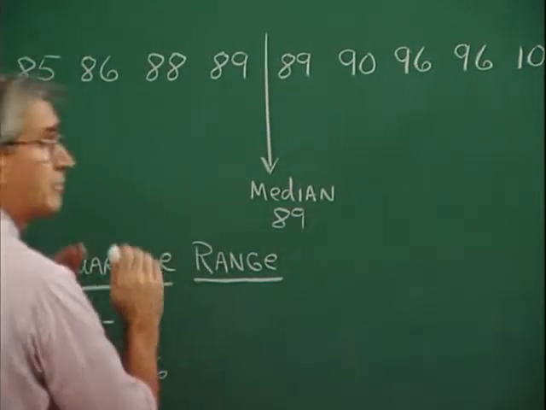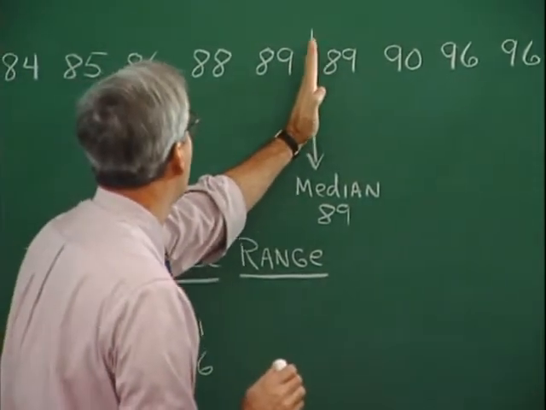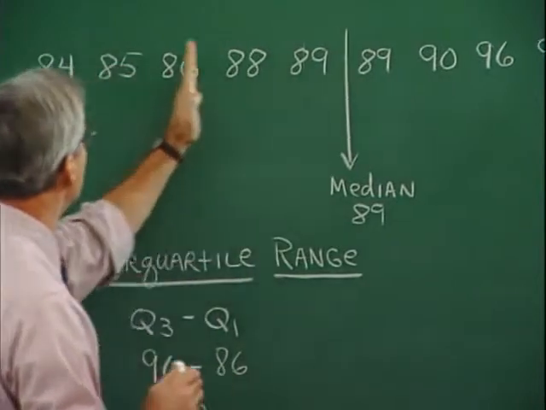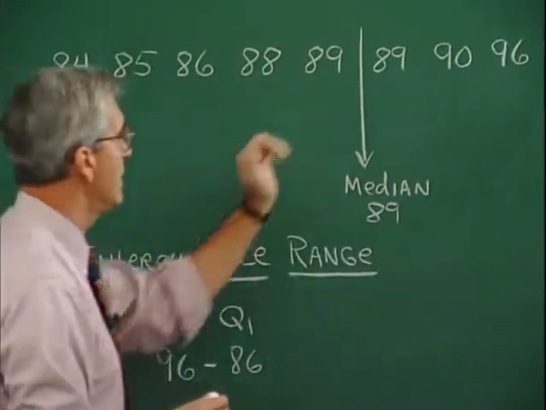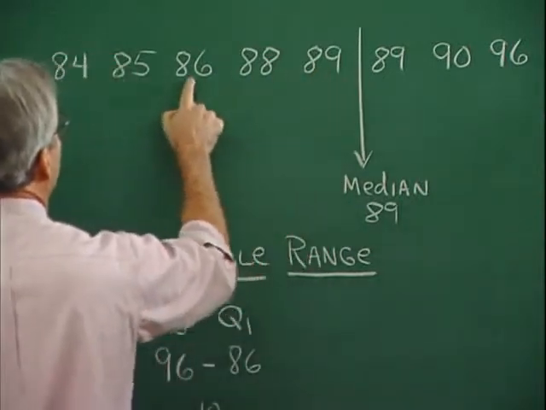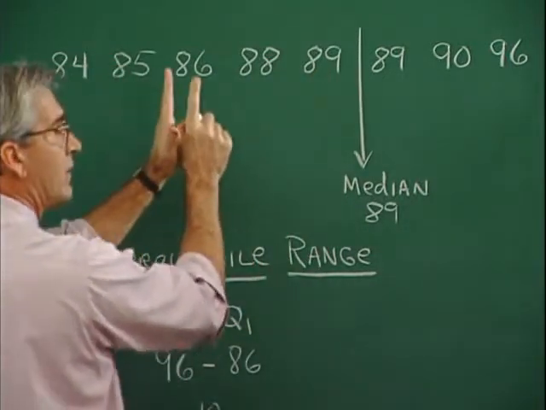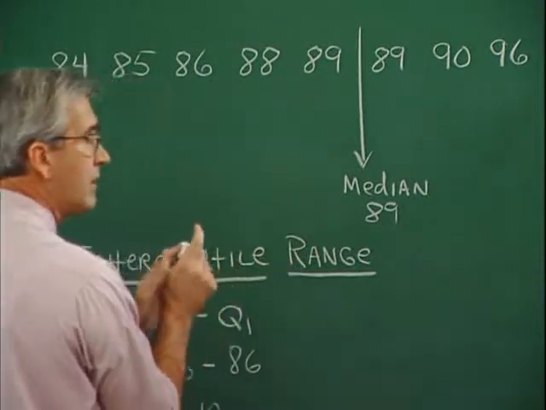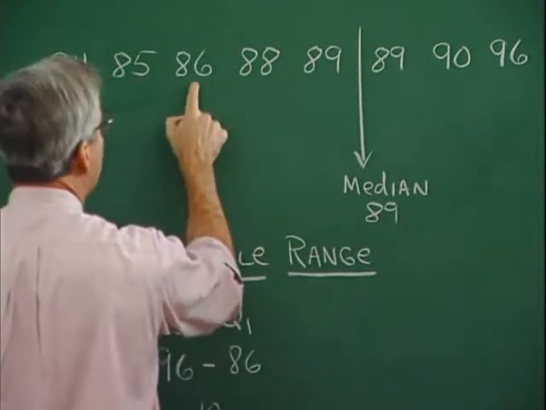Now, from that position, we'll find the median for this group, and then the median for that group. We have 1, 2, 3, 4, 5 numbers, and since it's an odd number of them, there is a distinct middle one, and it's this one.